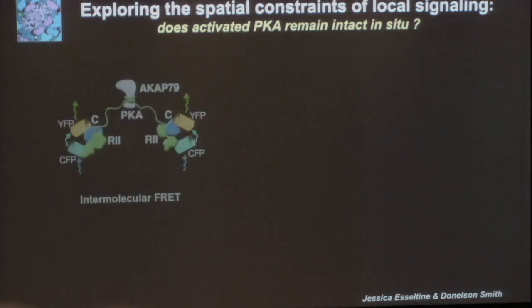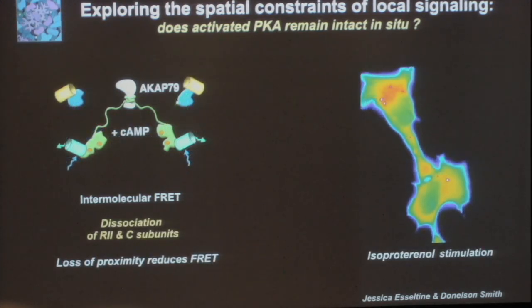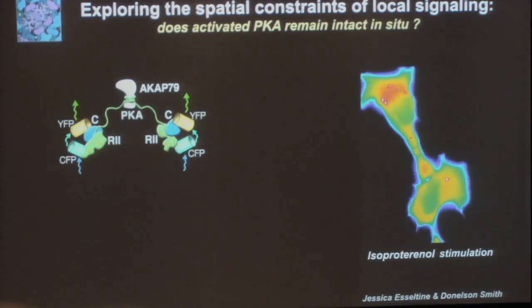So we really wanted to look at this inside a cell using a different technique. And this is where we took advantage of intermolecular FRET, where we developed these probes where basically you could look at fluorescence resonance energy transfer. If the molecules dissociated, you would lose the signal when you stimulated the cells with isoproterenol. What you're looking at here are two cells that have been challenged with isoproterenol, and there's little or no dissociation of the complex based on the FRET response.